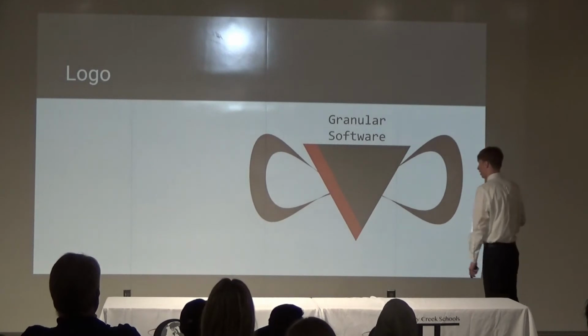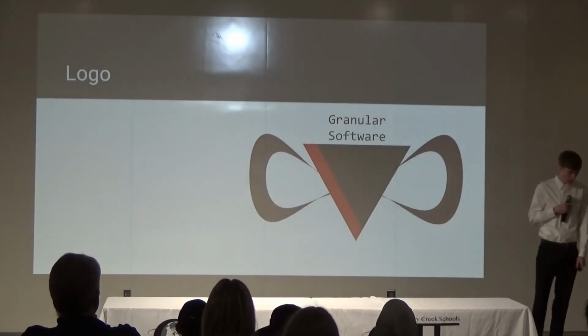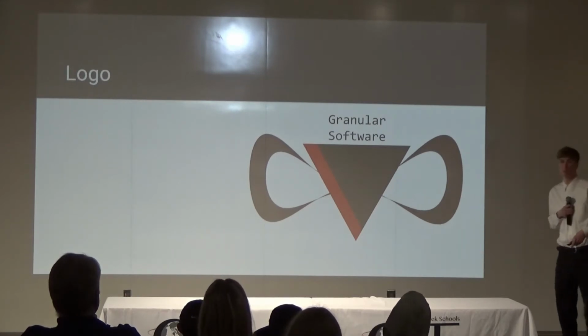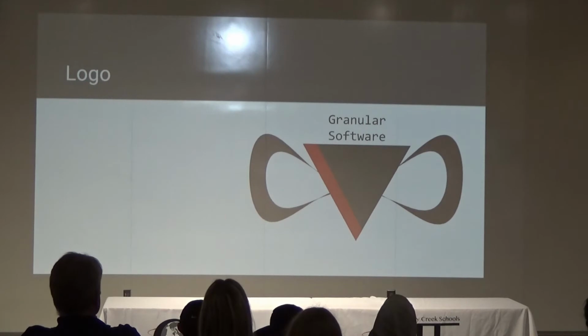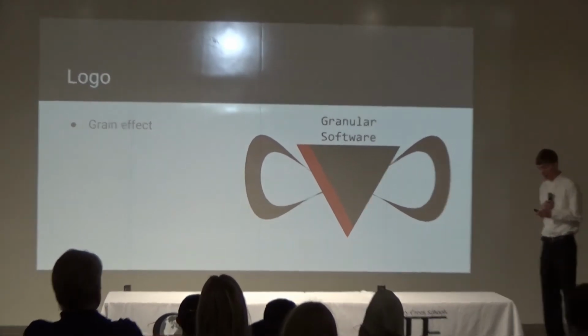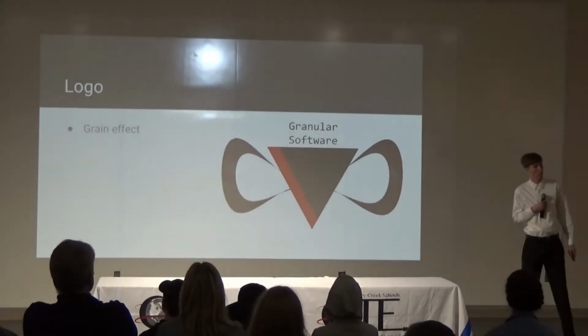This was my logo that I created. Granular Software, that is the company name. Granular being a reference to film grain, which is reminiscent of old movies. It's kind of that effect. It's hard to make out in here, but I did apply it. It's little dots. I don't even know if you can see it at all. That's kind of what the grain effect is.